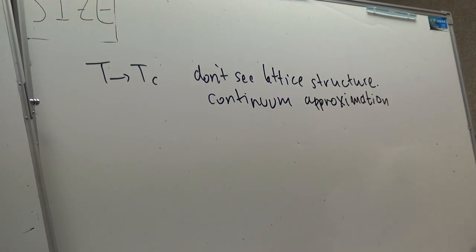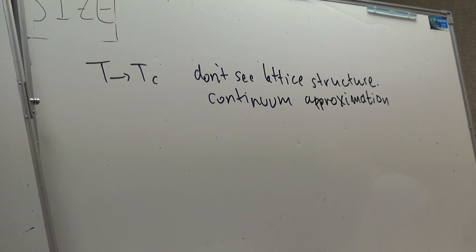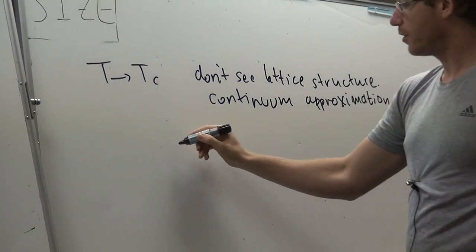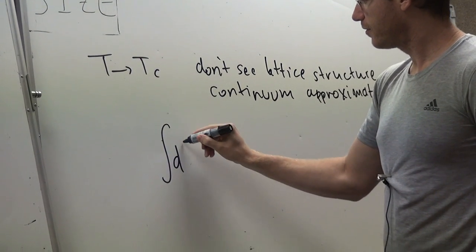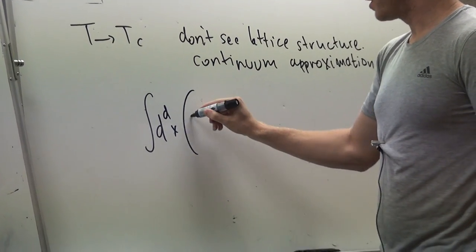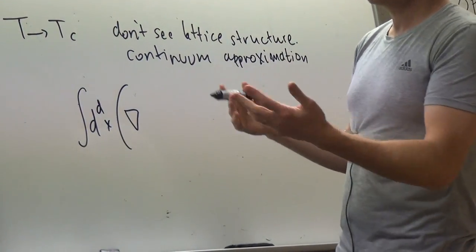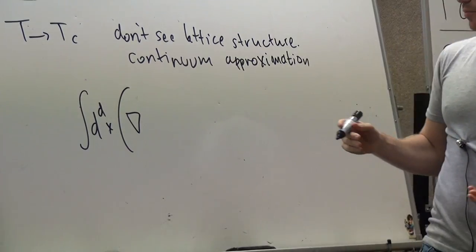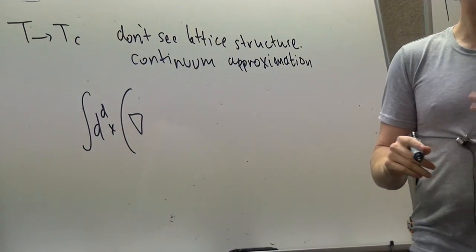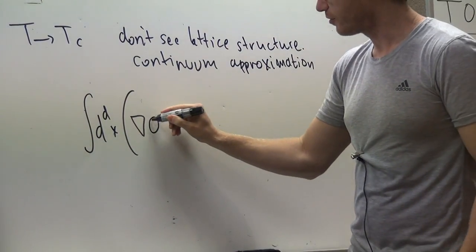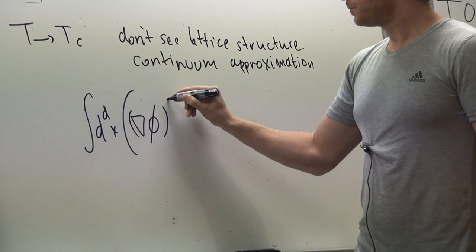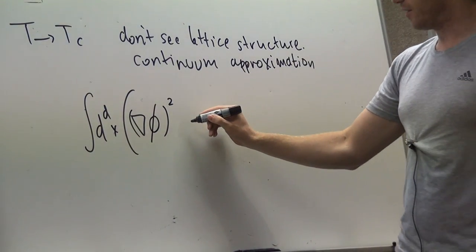And this continuum approximation is given by the Landau-Ginzburg model. So we write a quantum field theory, which is ∫ d^dx, and then we write (grad φ)^2. So the spin becomes some variable in the continuum, which is continuous, so some field phi. And we write this kind of thing.